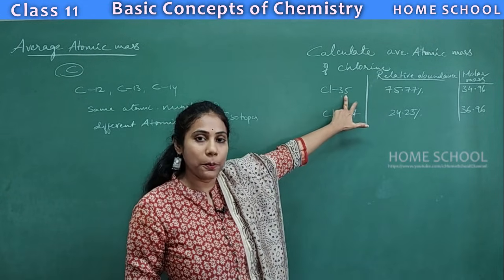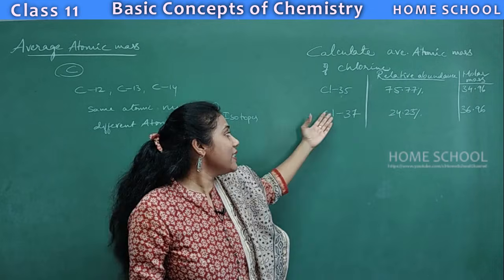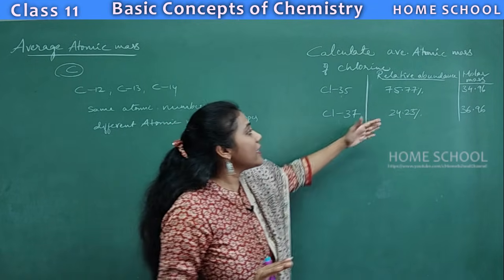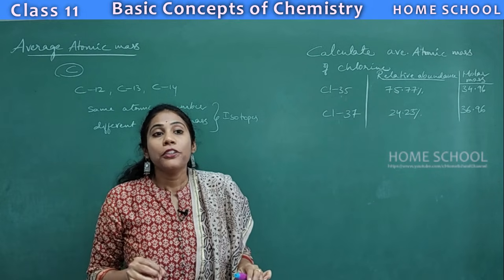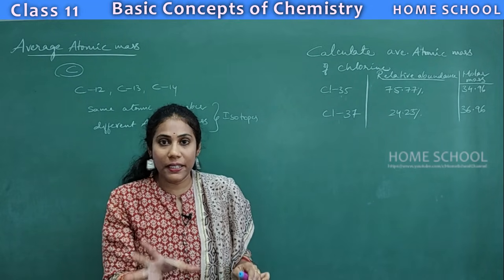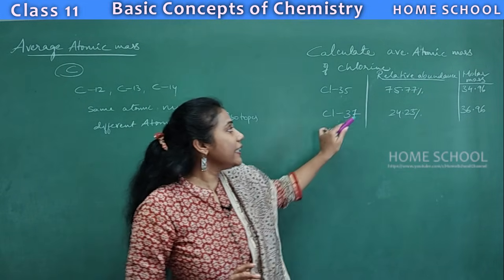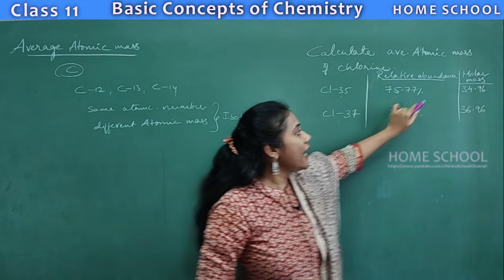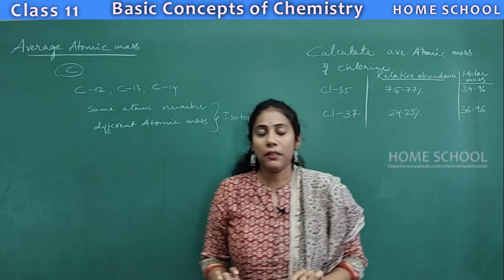The first isotopic type is chlorine 35, and the remaining amount of chlorine is the other type. Clear? So that's what we mean by relative abundance. That means in nature, the percentage to which a particular isotopic form is present is called relative abundance. So we need to consider relative abundance and atomic mass for our formula.